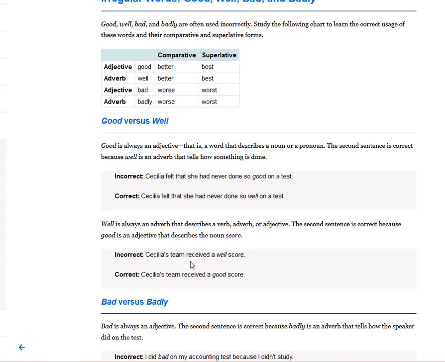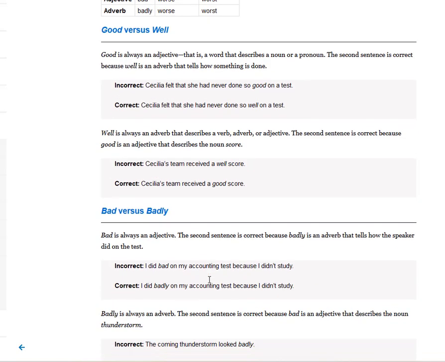Cecilia's team received a well score. We don't say well because well is an adverb, and so therefore we want to use an adjective there. So the correct answer is Cecilia's team received a good score.